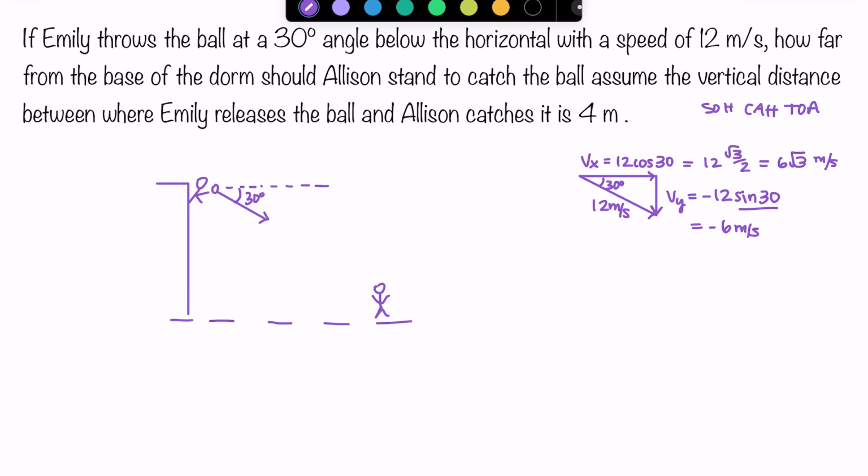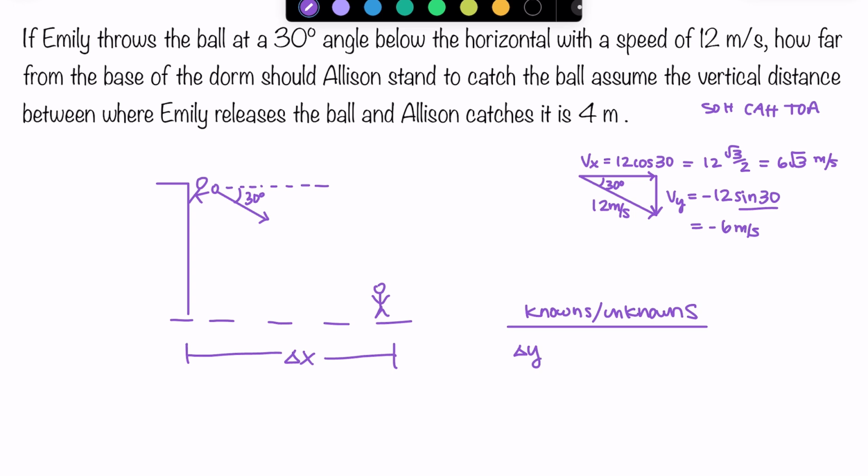Now, what we're trying to do is figure out how far from the base. So right here we've got delta x. It's good to label your variables. Now let's think about what our knowns and unknowns are. A lot of times there's going to be some hidden knowns. So first of all, let's think about our delta y and delta x's.